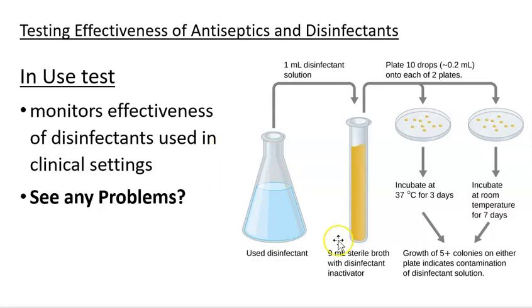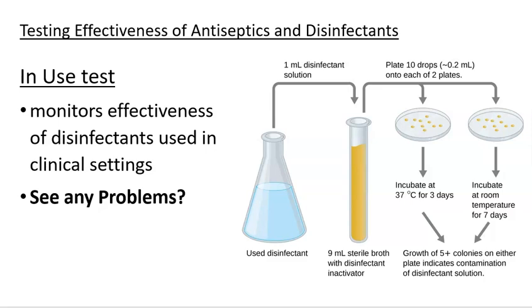And so what you do with this is you take your disinfectant right here and you dilute it into a sterile broth solution right there. And then you will take and put 10 drops onto 2 different plates, and one of those plates will be incubated at elevated temperatures for 3 days and the other one at room temperature for 7 days. So that 37 is to mimic body temperature for humans. And then you take a look at the growth of these things after those incubations, and if you see more than 5 colonies, then you do use that as your measure and say this is contaminated.